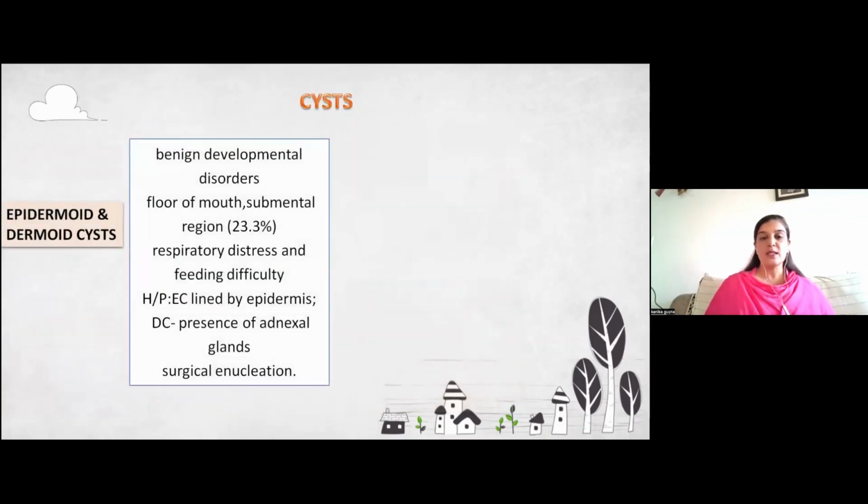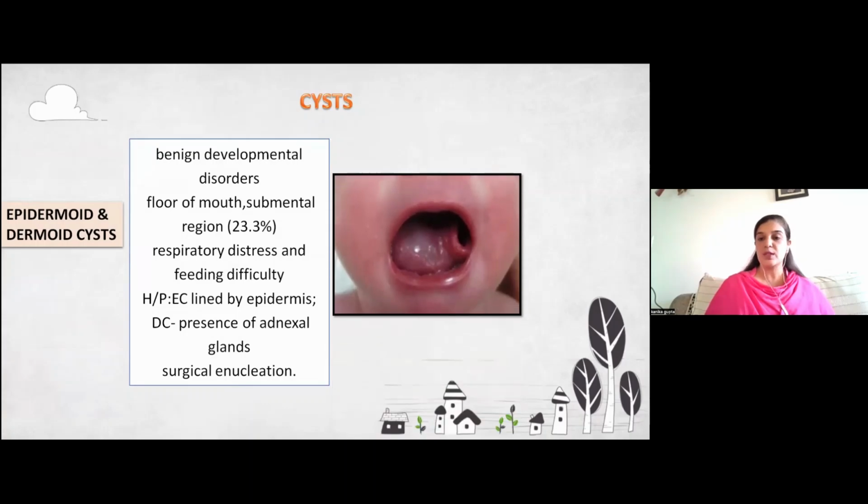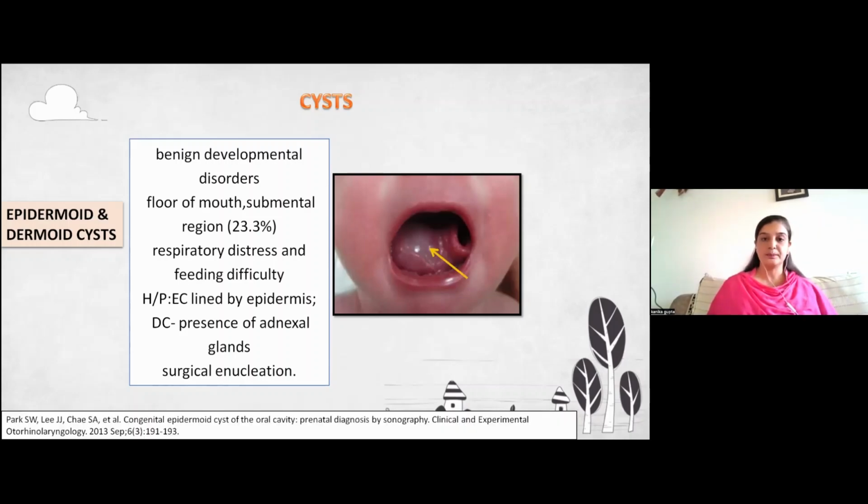Epidermoid and dermoid cysts are benign developmental disorders commonly seen on the submental region and floor of mouth. But these cysts can lead to respiratory distress and feeding difficulties. Histopathologically, the epidermoid cyst is lined by epidermis, whereas the dermoid cyst has the presence of adnexal glands, and the treatment involved is surgical enucleation.